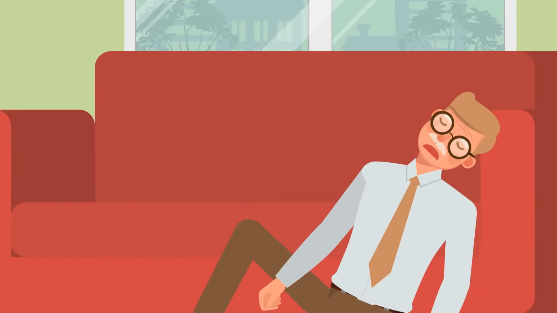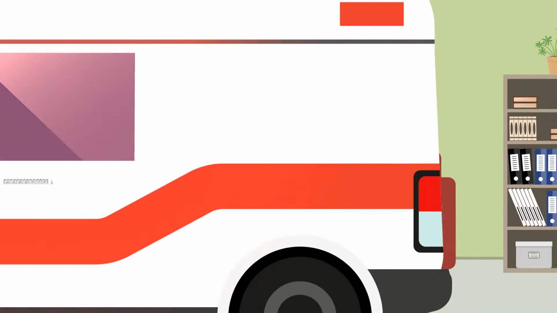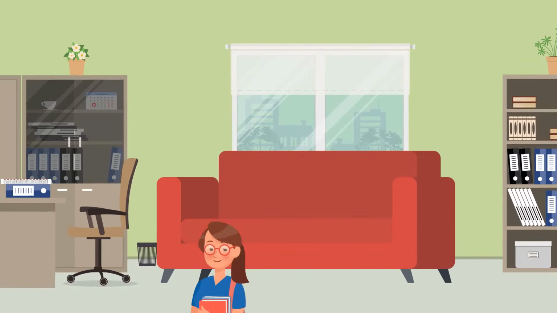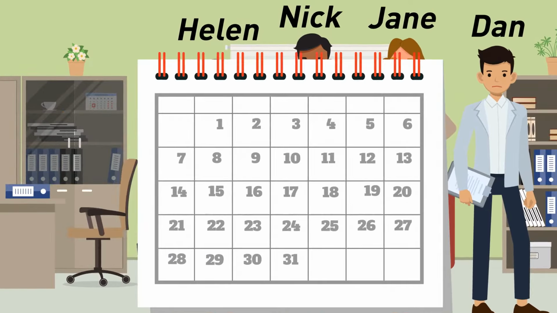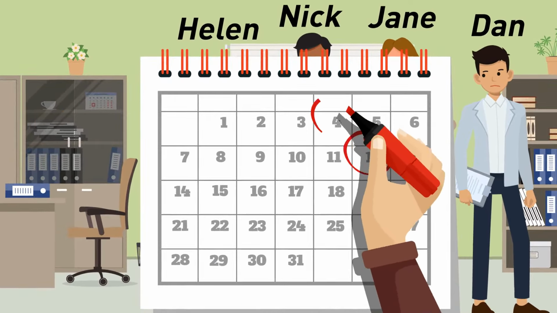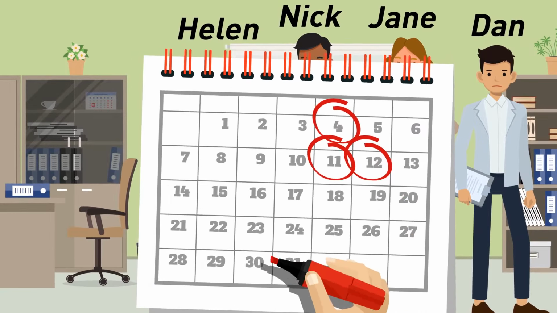Detective Fred was found unconscious. According to doctors, he was poisoned. The suspects are Helen, Nick, Jane, and Dan. Before the accident, Fred circled numbers in his calendar: 12, 4, 11. Who poisoned him?